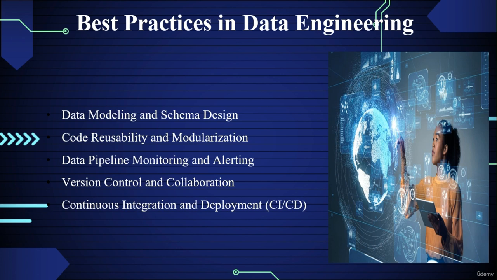Data pipeline monitoring and alerting. Monitoring data pipelines is crucial to ensure their reliability and performance. Data engineers should implement monitoring solutions that provide visibility into pipeline health, data flow, and processing metrics. They should also set up alerts and notifications to proactively detect and address issues.